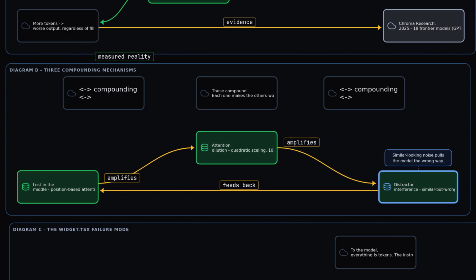Third, distractor interference. The cruelest one. When context contains things semantically similar to what you want, but actually irrelevant, say grep results mentioning a file name without instructing anything, the model can't easily ignore them. Similar-looking noise actively pulls the model the wrong way.